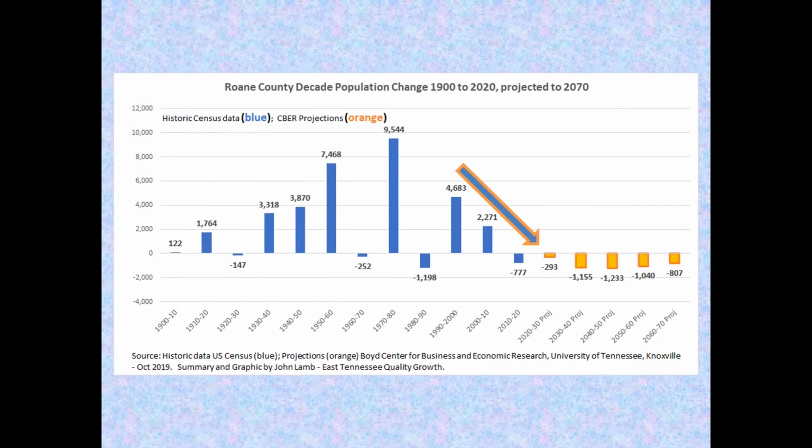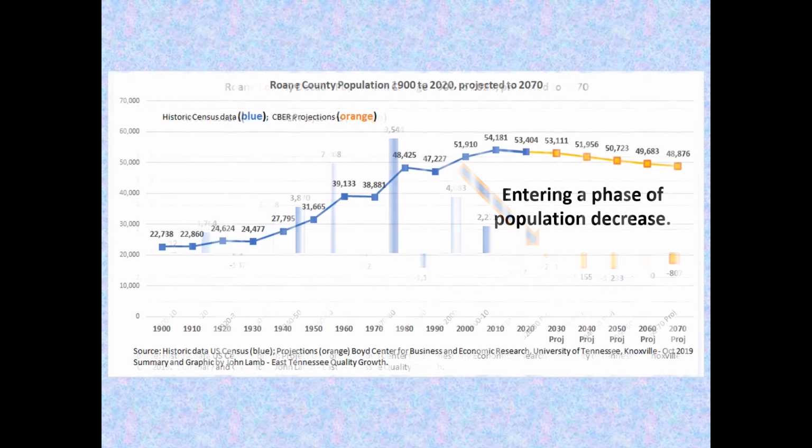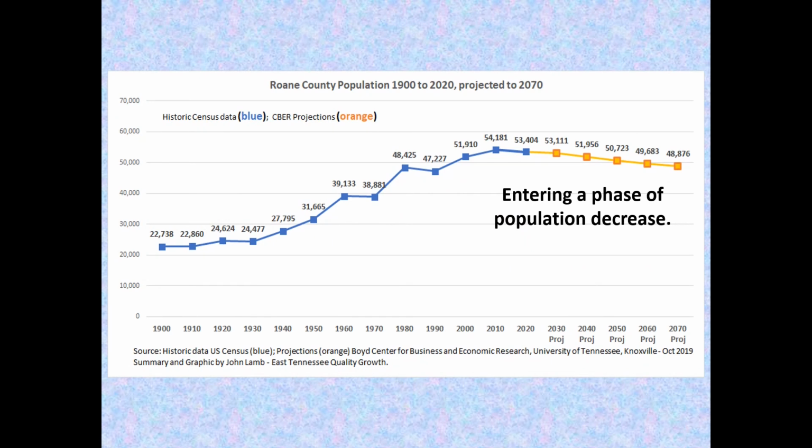This probable dynamic is reflected in official projections published in 2019 by the University of Tennessee Center for Business and Economic Research. Population change is projected to trend negative in coming decades. Thus, the county is projected to enter a phase of decreasing population over the long term. These should be considered as provisional projections until the 2020 census count can be factored into subsequent projections expected late 2021 or early 2022, but differences may be small.